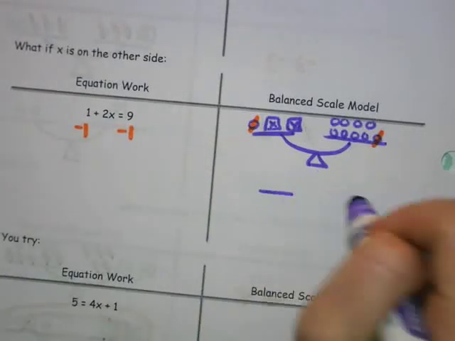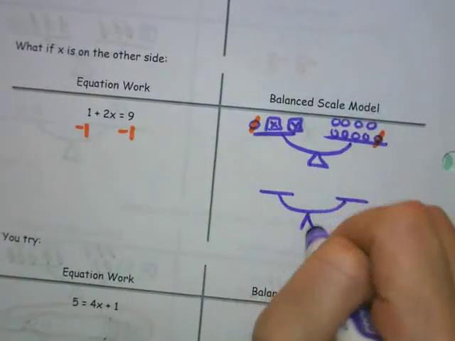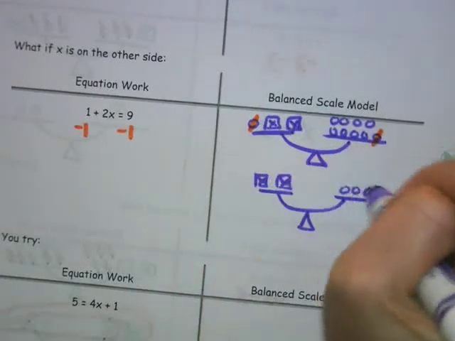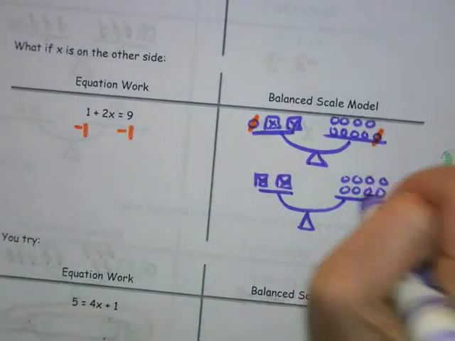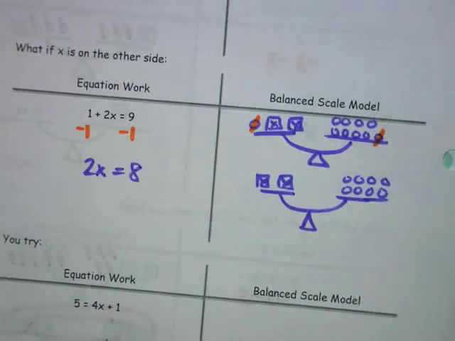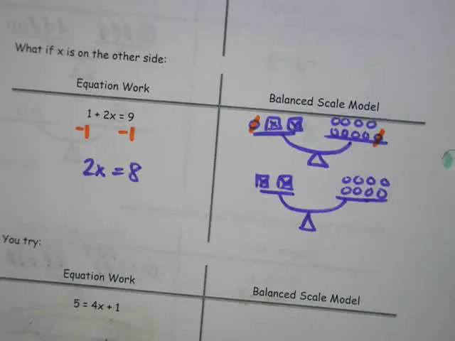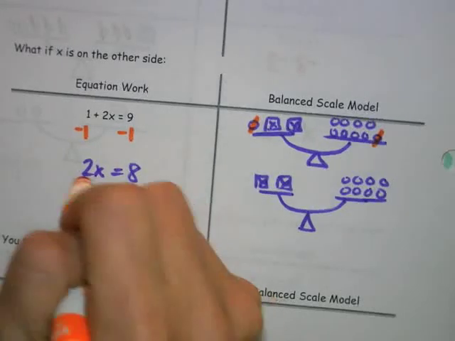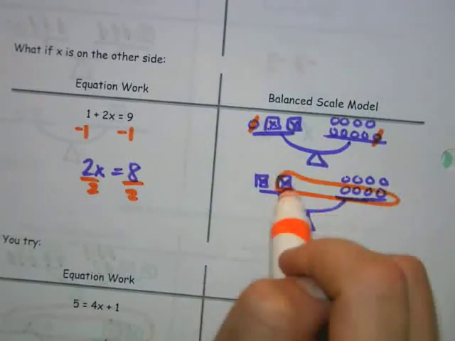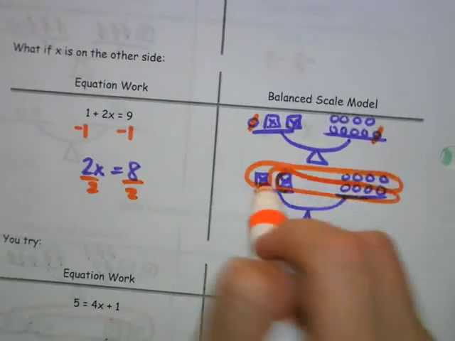And we have to do what to this problem? Divide by 2, so we're cutting it in half on the left. So we're dividing by 2, x equals 4, you got it. X equals 4. Alrighty?